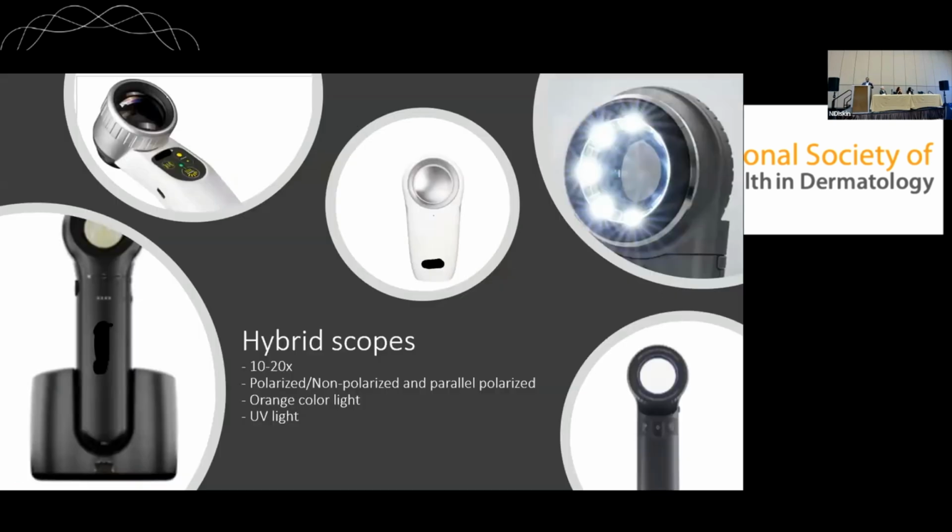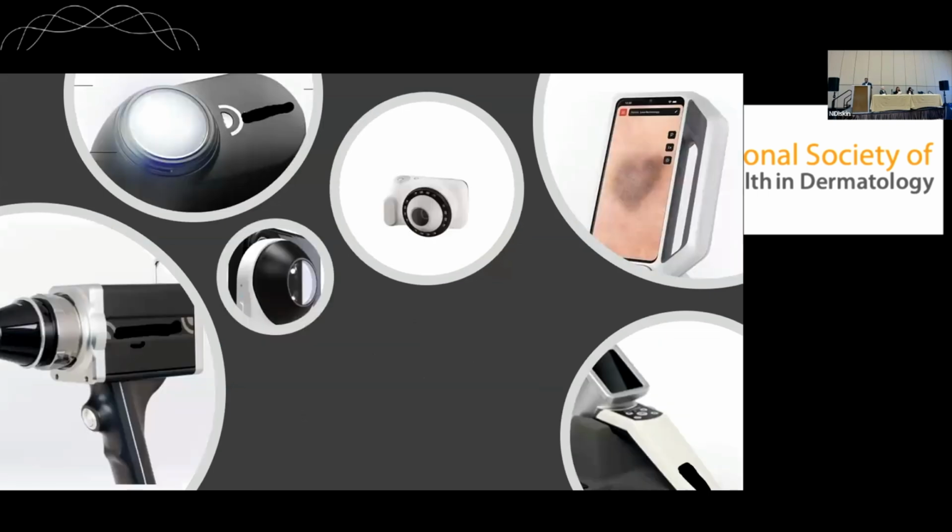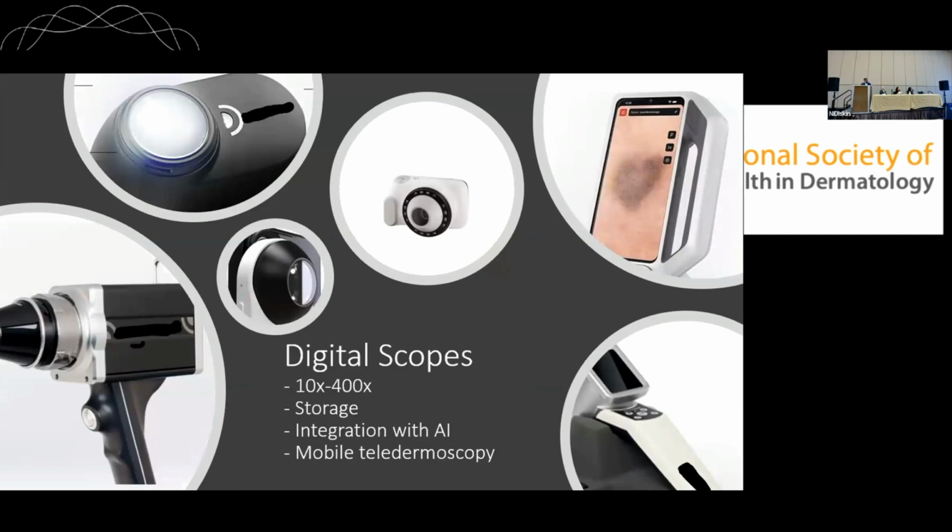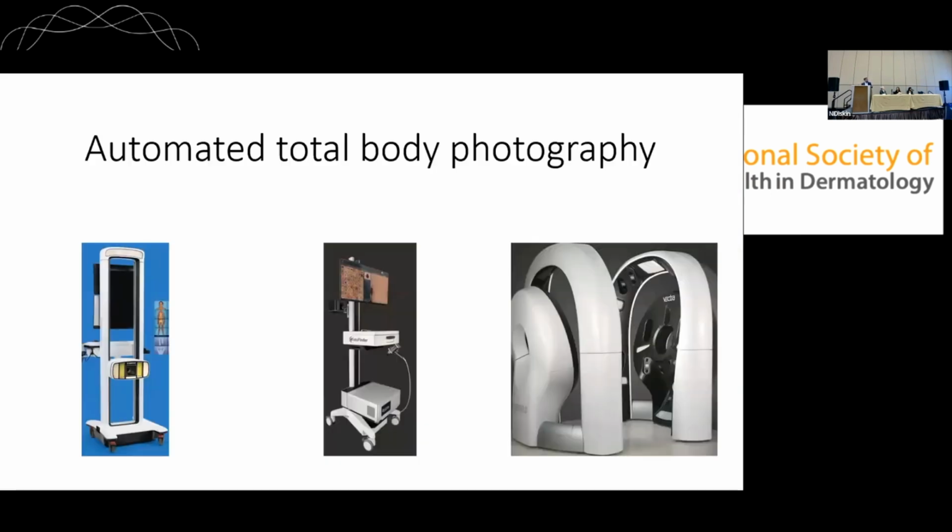So to summarize, we have handheld hybrid scopes, which have 10 to 20x magnification most of the time. They're polarized, non-polarized, and parallel polarization. Orange color light and UV light are the enhancements. And there are digital scopes at 10x to 400x magnification. You can store the images, it can have integration with AI, and you can do mobile teledermoscopy. And there are the automated total body photography devices. They're huge, but they work.